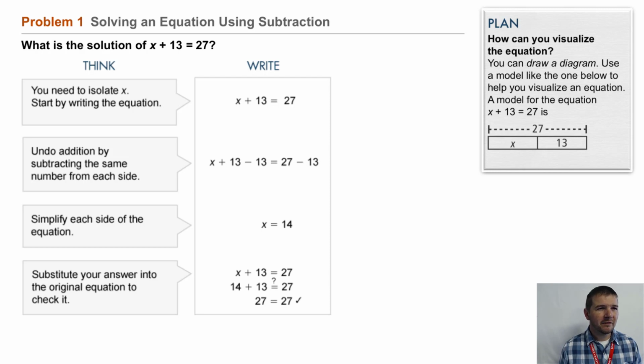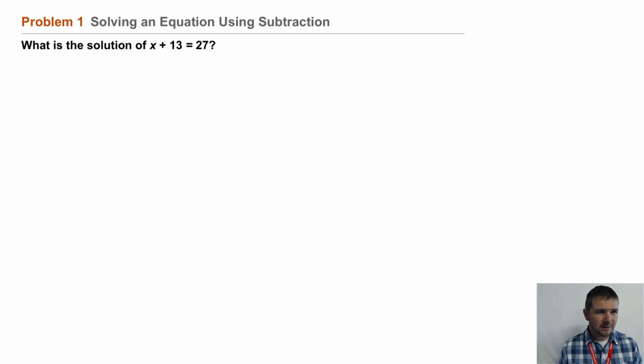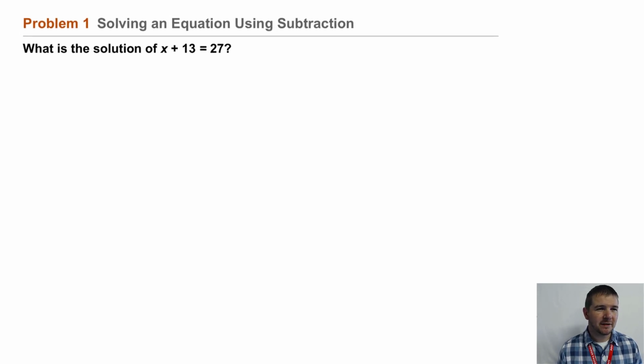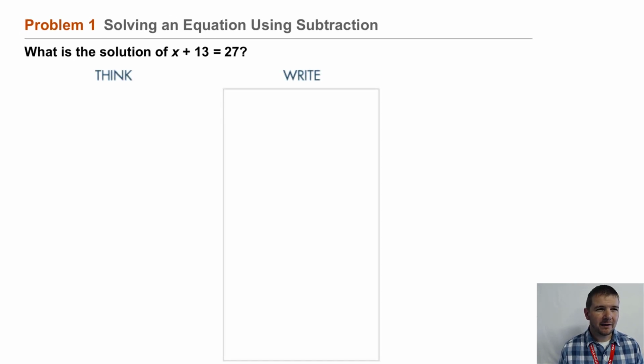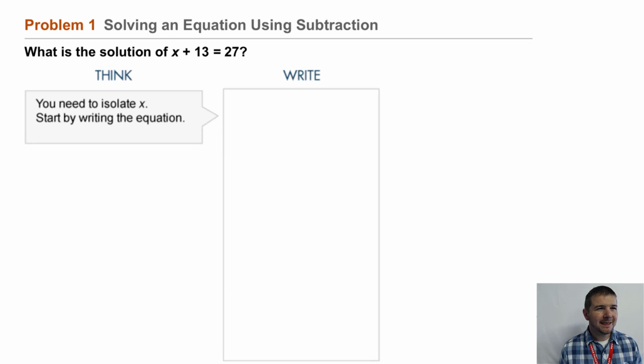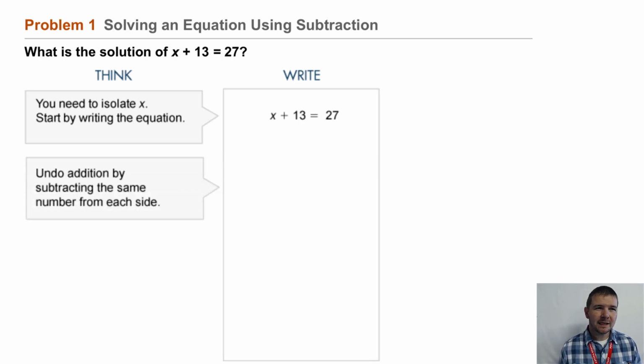Problem 1. Solving an equation using subtraction. What is the solution of x plus 13 equals 27? Well, consider what you might think on the left and what you may write on the right as you solve this problem. First, think: you need to isolate x. So start by writing the equation: x plus 13 equals 27. Next, think: undo addition by subtracting the same number from each side. So this is an example of an inverse operation.